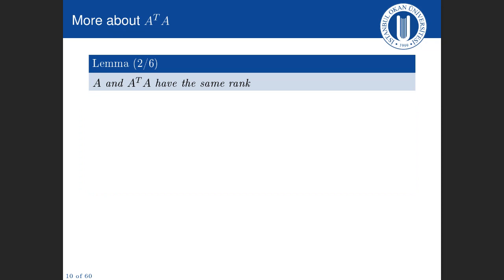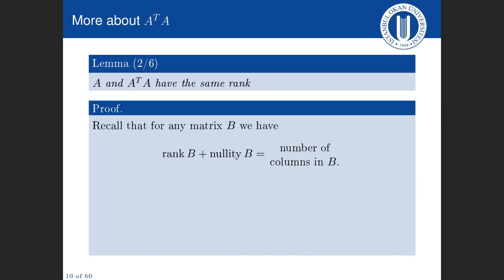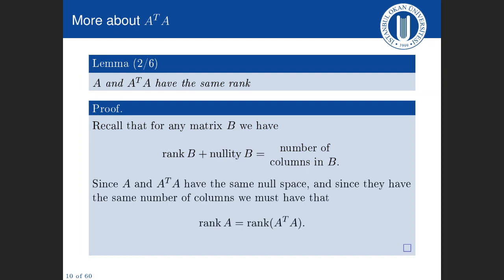Lemma number 2. A and A transpose A have the same rank. Now, remember this formula: rank plus nullity is equal to number of columns. A and A transpose A have the same null space, so they have the same nullity. They have the same number of columns. So nullity, that's the same. Number of columns, that's the same. So the rank must be the same. And that's how we prove this.